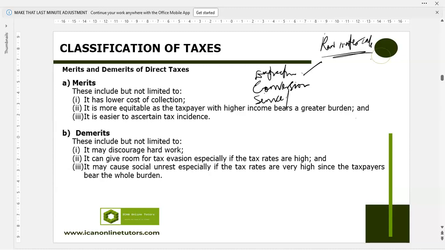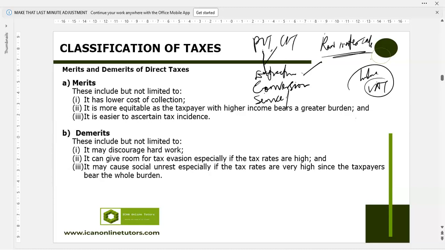That's the case of indirect tax. We just used VAT as an example. But in the case of income tax, this company or this person will be paying what? Either personal income tax, if it is an individual, or company income tax, if it is a company.